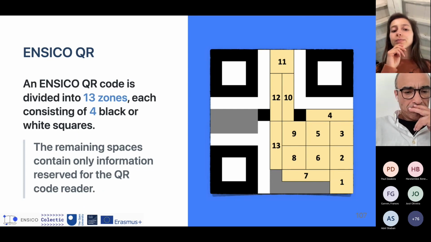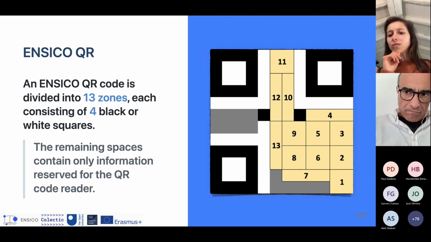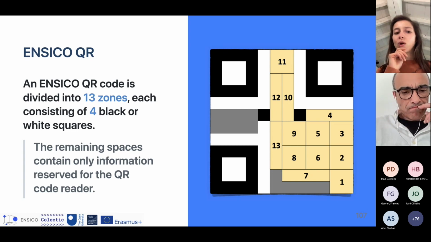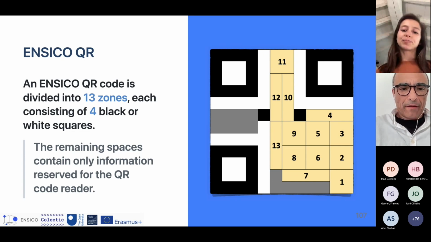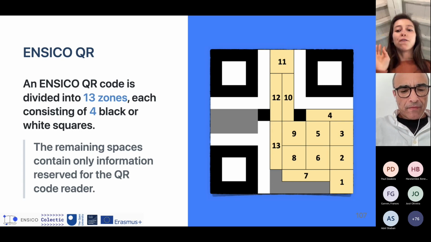And our QR code is divided into 13 zones. If you look closely, you realize that each zone consists of 4 black or white squares. These zones can either be a square or a rectangle. For instance, zone 1 is a square, zone 7 is a rectangle. But no matter the shape, they still have 4 zeros or ones. Okay?